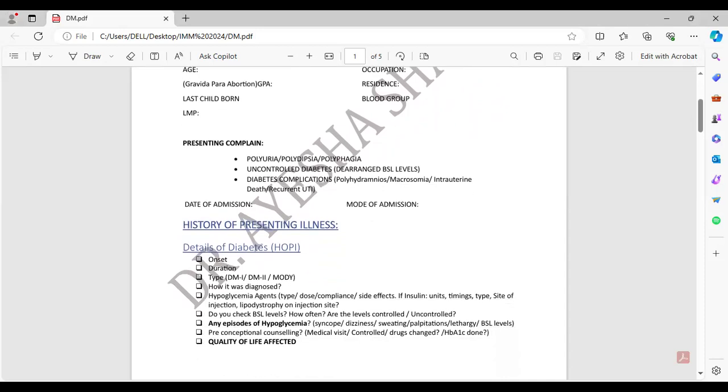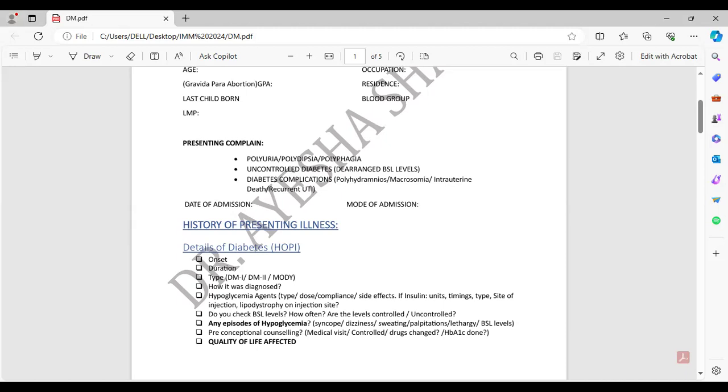In diabetes with pregnancy, the patient can be admitted with any of the following complaints: either new onset diabetes leading to symptoms of polyuria, polydipsia, polyphagia, or uncontrolled diabetes with deranged basal levels on the home record, or diabetes complications, either polyhydramnios, macrosomia, intrauterine death, or a complaint of recurrent urinary tract infection. Inquire about the date of admission and the mode of admission, either admitted to the OPD or emergency.